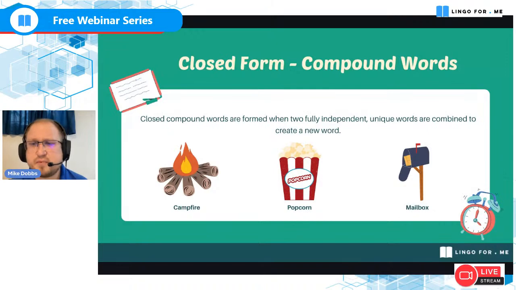So the first example is a campfire. We take the word camp, where you can go camping and you stay in a tent, and then fire, and put them together. And then you have a campfire, which you would do when you're camping, maybe at night, and roast s'mores over, or maybe you would tell stories along the campfire at night.